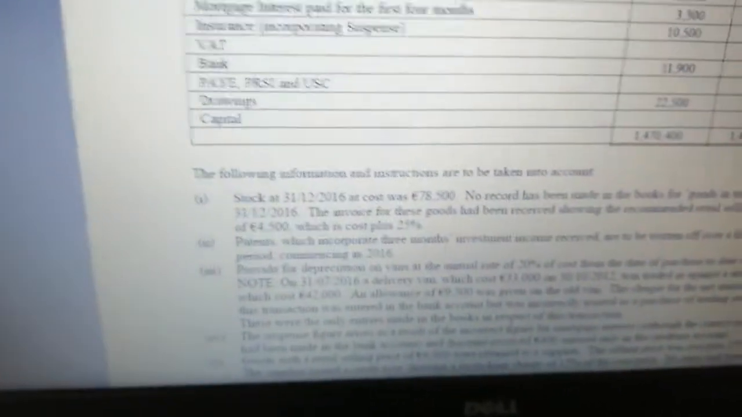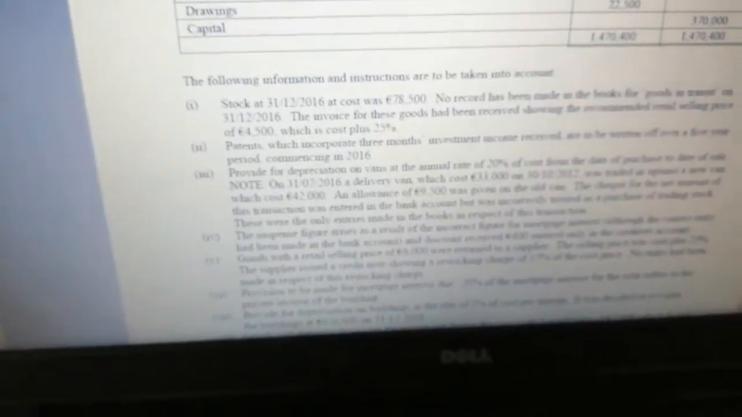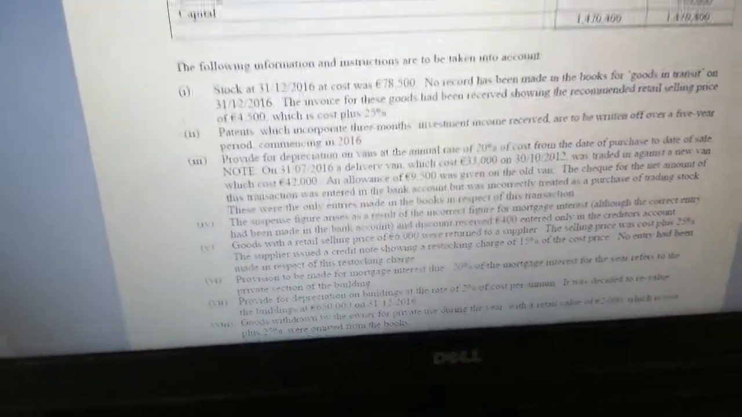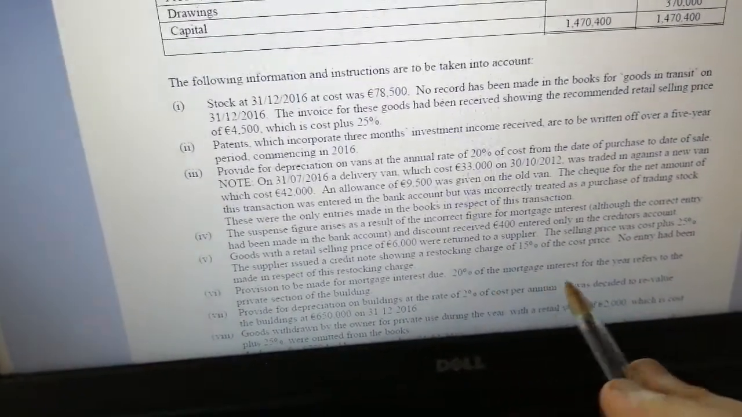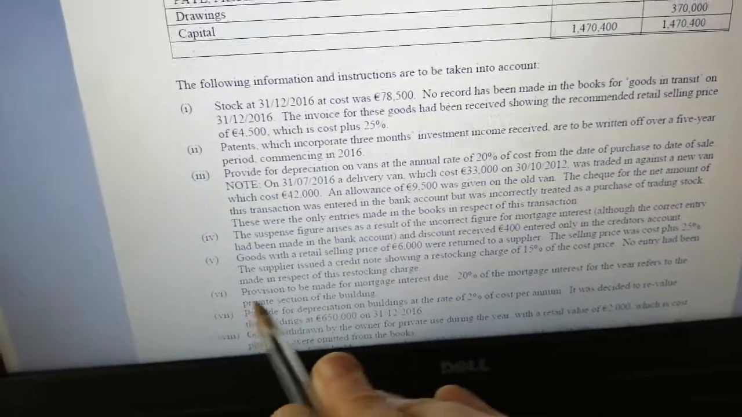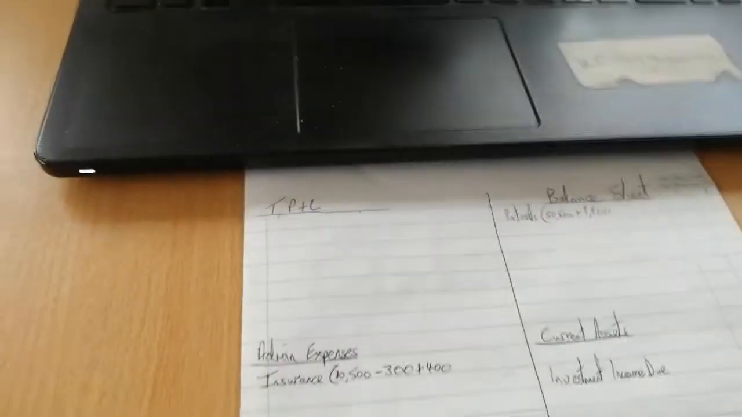Now, let's see what else we've got here as we go down through. We've got the suspense done, and skip the next one. Yes, this one here. Provision to be made for mortgage interest due, and then 20% of mortgage interest refers to the private section. So if we do the mortgage interest due bit first. So the mortgage interest was, where were we?